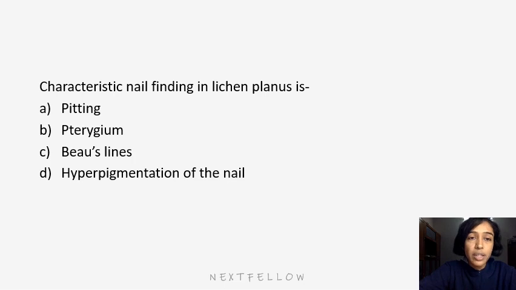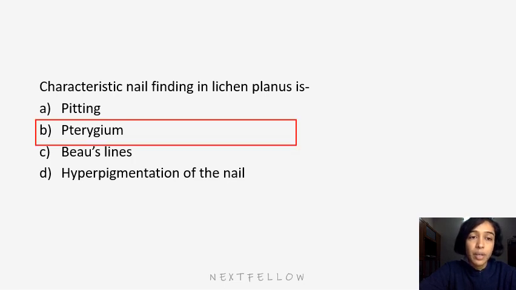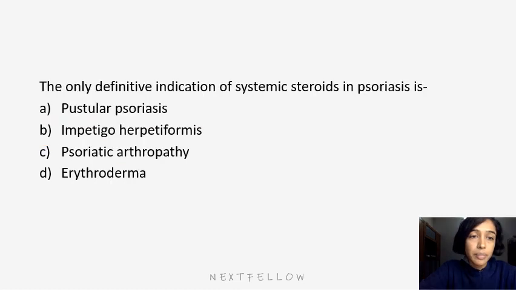Okay, characteristic nail finding in lichen planus is pitting, pterygium, Beau's lines, or hyperpigmentation of the nail. Pitting is classical of psoriasis. Pterygium is classical of lichen planus. Beau's lines are lines which indicate a particular time when a patient has gone through stress or severe illness or malnutrition. Okay, so they are lines that occur at the same distance from the nail fold, and they occur on all the nails, all 10 nails. Hyperpigmentation of the nail plate is seen in many conditions, not specific to lichen planus.